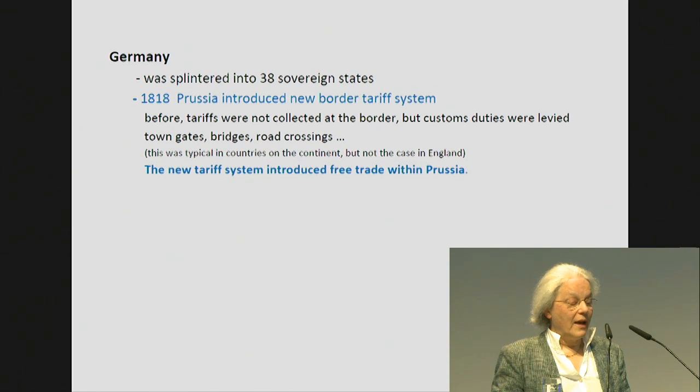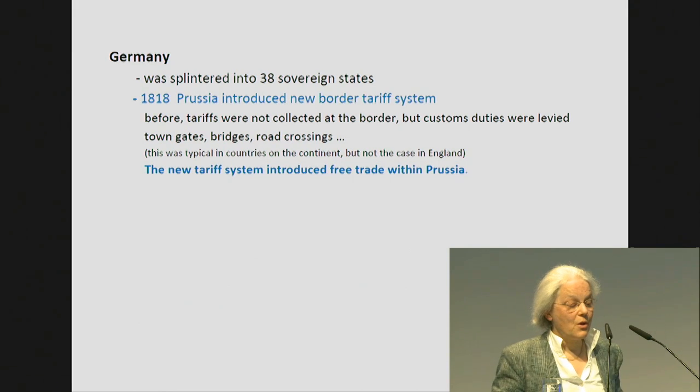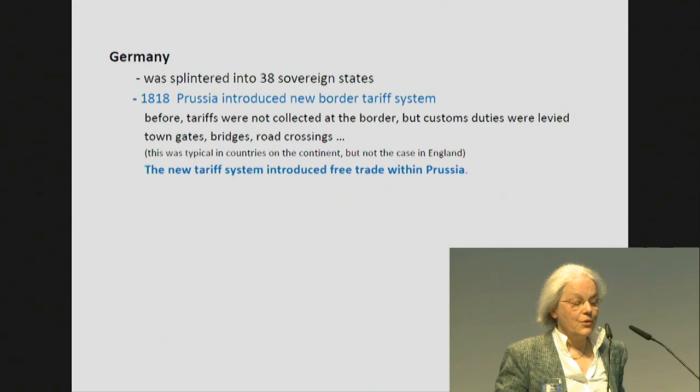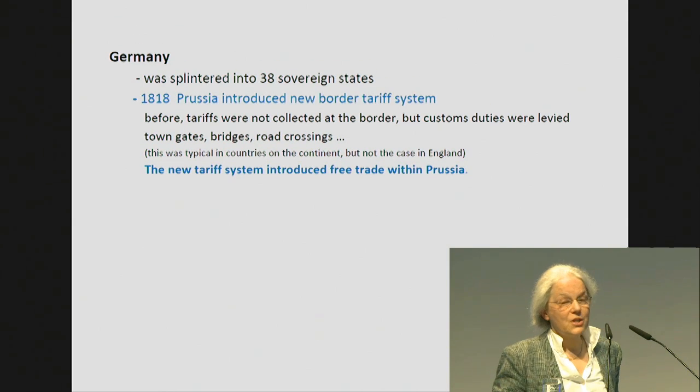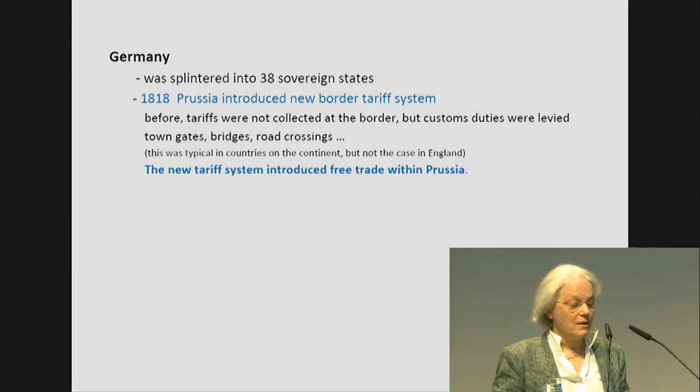And so in 1818, 1 year after the publishing of Ricardo's book, Prussia introduced a new border tariff system, abolishing all those internal tariffs and introducing tariffs at the external border. So in 1818, the new tariff system of Prussia introduced free trade within Prussia.